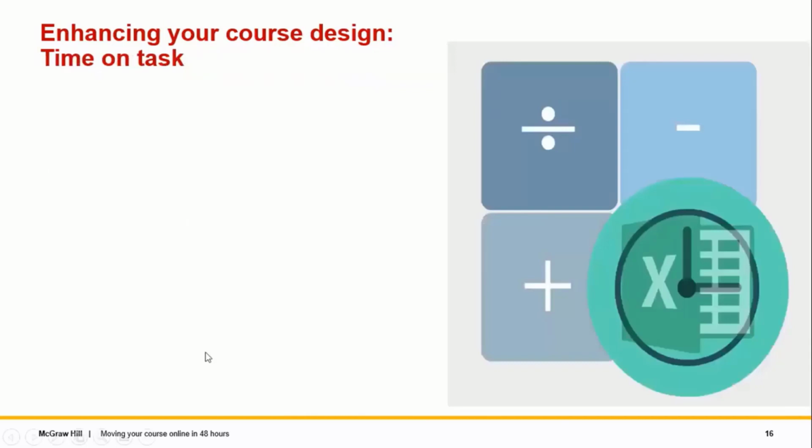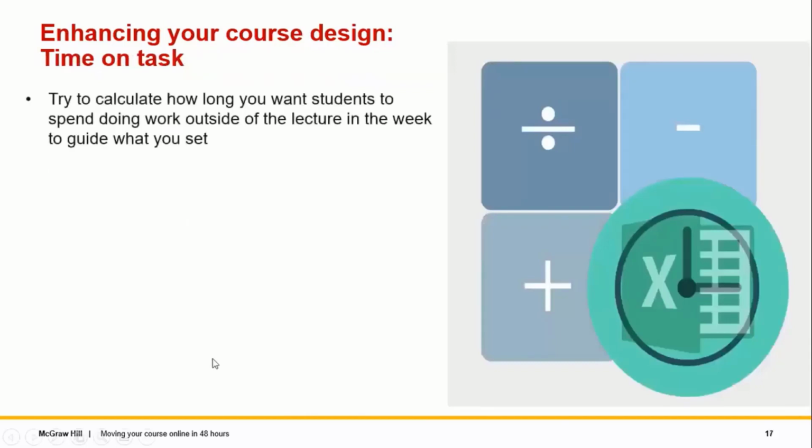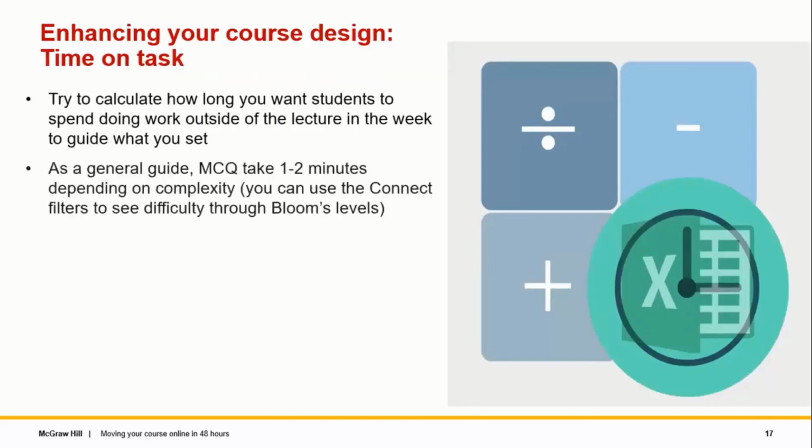Sometimes there are even guided examples so that they can see how something should be worked before they have a go. Time on task is so critical to putting together an online course, and the temptation is often to pick lots of resources. Try to calculate how long you want students to spend online. Here's a general rule. Multiple choice could take between 1 and 2 minutes, depending on complexity. We have some filters in our question banks that will help you to see how long something might take, because you can filter on different Bloom's levels and level of difficulty.